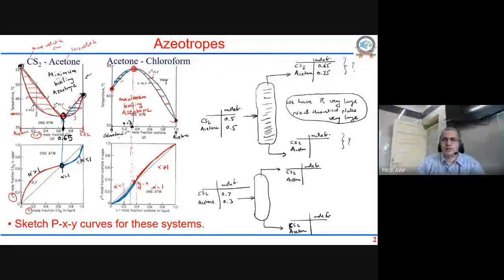If you don't like this first question, you can answer the second question. The feed is 0.7 CS2 and 0.3 acetone, or if you don't like 0.7 and 0.3, make it 0.8 and 0.2, whatever is your favorite number. Again, we have infinite reflux or very large reflux, and the number of theoretical plates is very large.